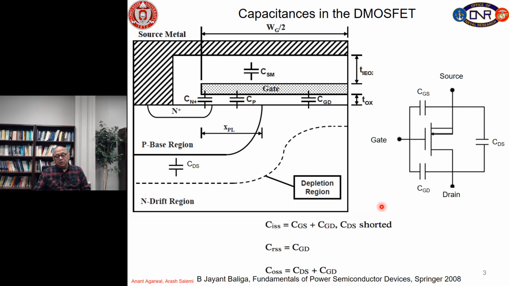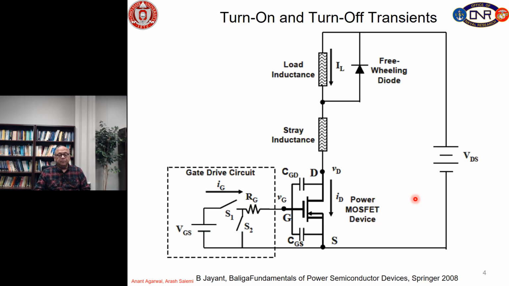So in literature and in specification sheets, sometimes we list CISS, CRSS, and COSS, and I have given you the transformation between these values in terms of the gate drain and gate source capacitances, etc. But it's much more meaningful to think about gate drain, gate source, and drain source capacitances, and now you see where they are coming from within the structure.